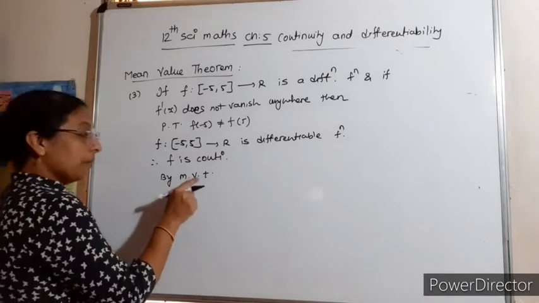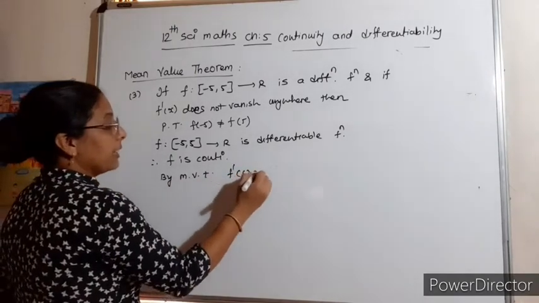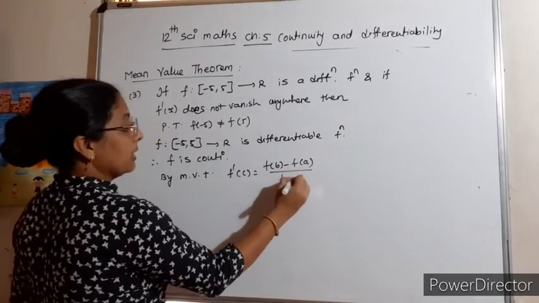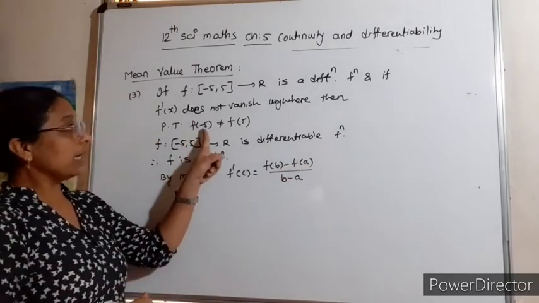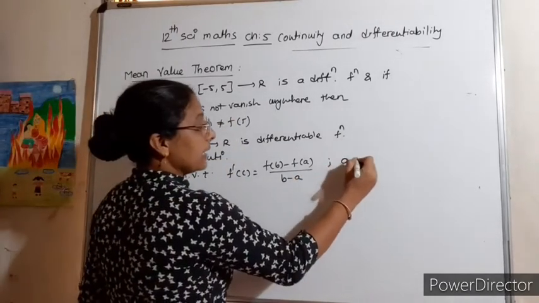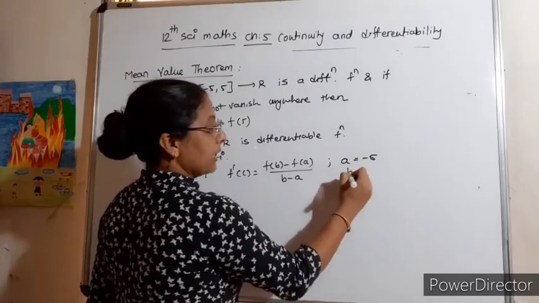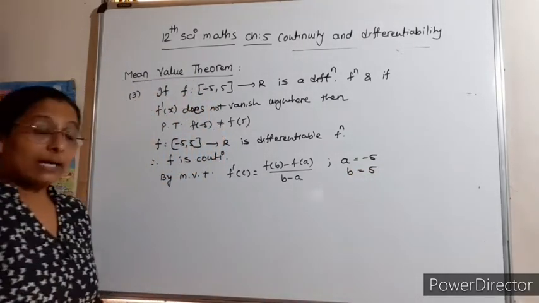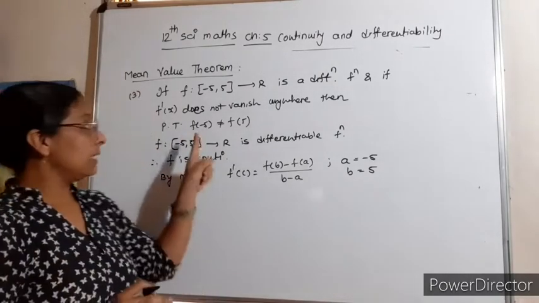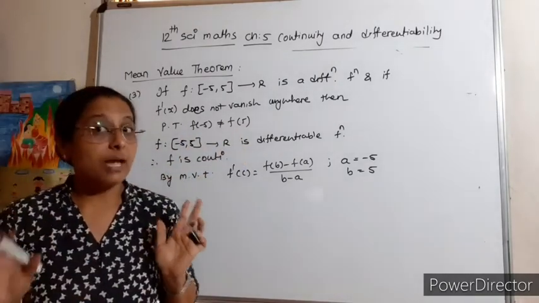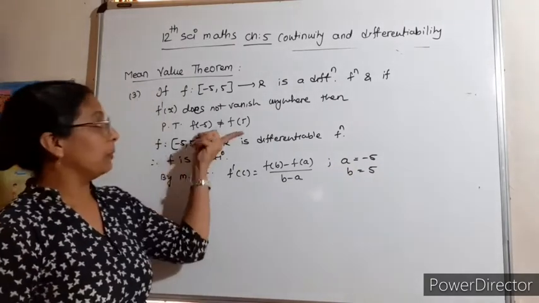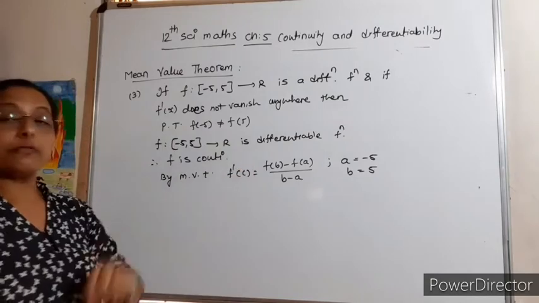If it is differentiable and continuous, then by mean value theorem, f dash c is equal to f of b minus f of a upon b minus a. और हमें f of -5 and 5 लेना है. So we will take that a is equal to -5 and b is equal to 5. Why we will take this a and b? Because in this interval AB, a is smaller and b is larger. We know that. So a is equal to -5 and b is equal to 5 ले लेंगे, जो हमें प्रूव करना है.